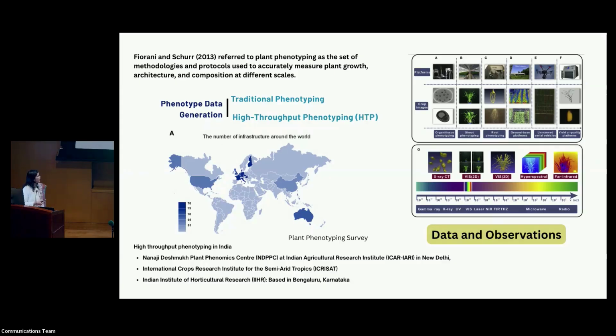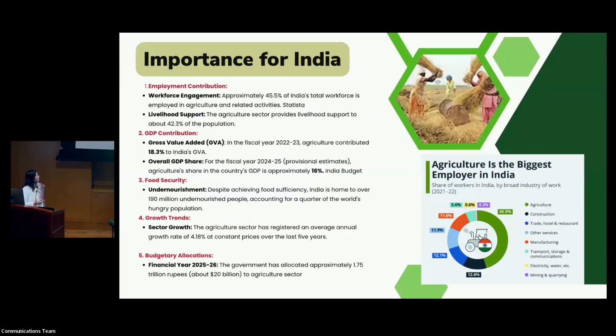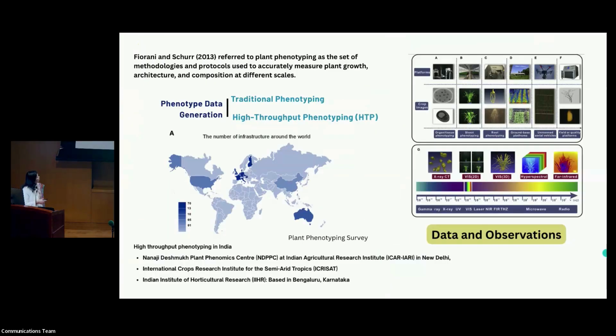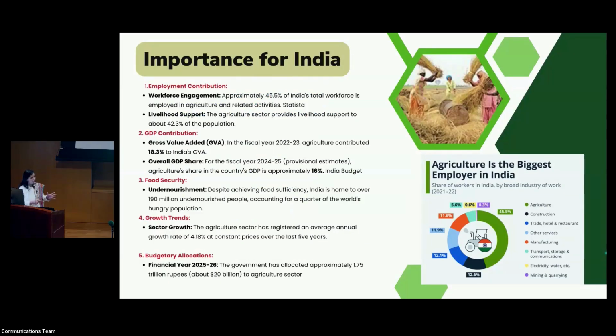But as per the latest survey, as you can see here in this map, in the condition of India, we mostly rely on traditional phenotyping methods, and recently high-throughput phenotyping has been introduced in some of our institutions. So it's a mix of different methodologies that our research community follows.